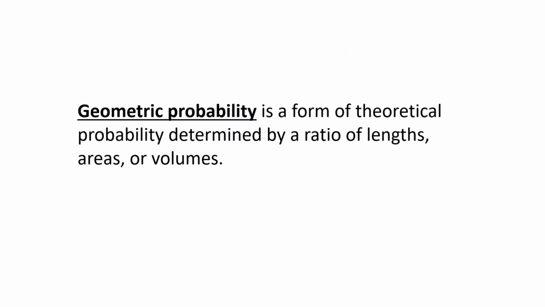All right, let's talk about geometric probability. Geometric probability is a form of theoretical probability determined by a ratio of lengths, areas, or volumes.